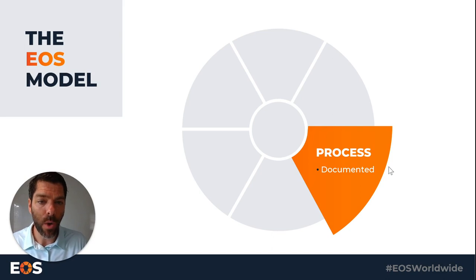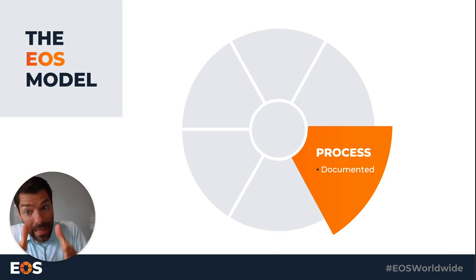And so in the EOS world, we take an 80-20 rule approach to documenting what are the 20% of the steps that are going to get you 80% of the way there.